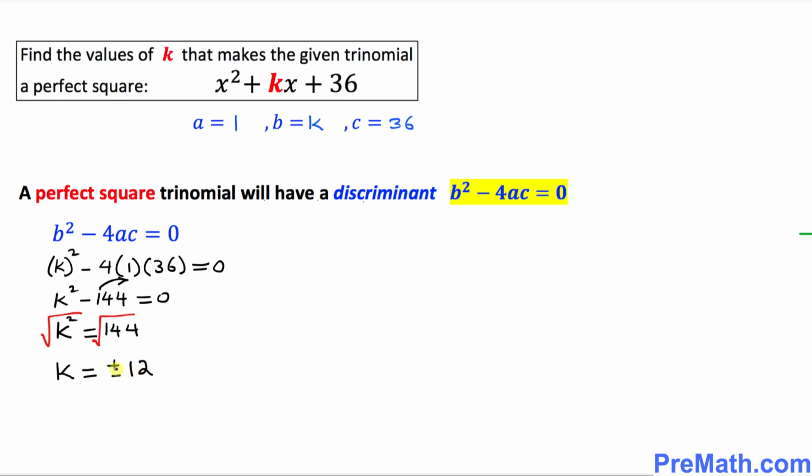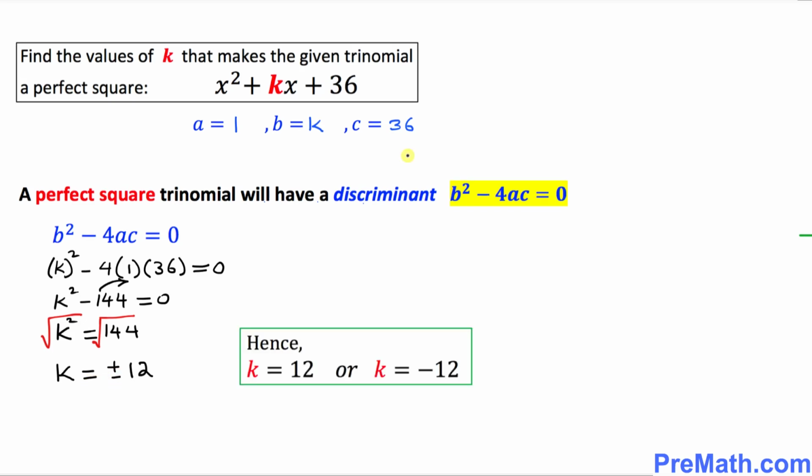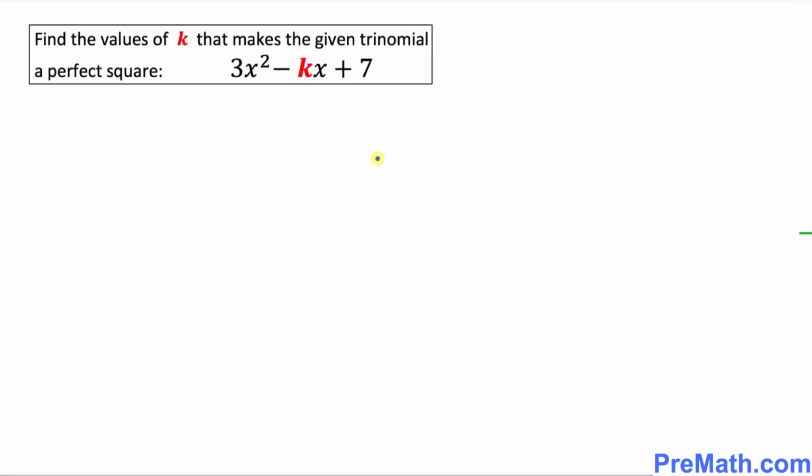Why did I put positive and negative signs? Because the highest degree is 2, so we must have two solutions. So k turns out to be positive or negative 12. Thus our k value turns out to be either positive 12 or negative 12, and that is our answer. And now let's move on to our next example.